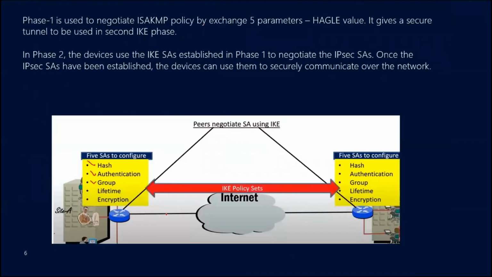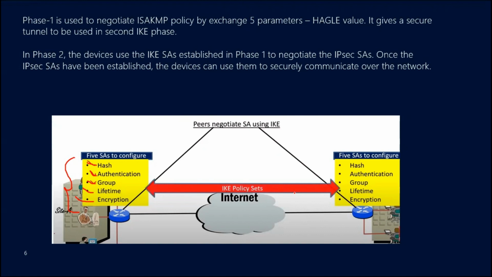So one thing we have to learn is that in IKE phase one, the two peers negotiate the HAGLE value. H is hashing, A is authentication, G is group, L is lifetime, and E is encryption. These 5 values are going to be negotiated. And in this phase, the ISAKMP session is established. That's why it's known as the IKE phase one tunnel.